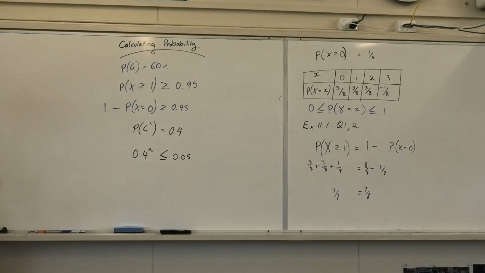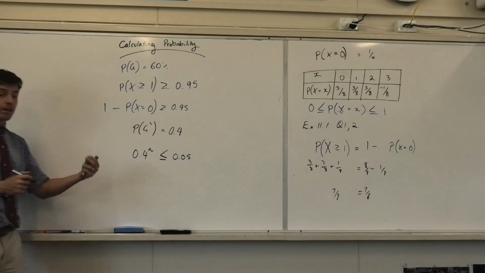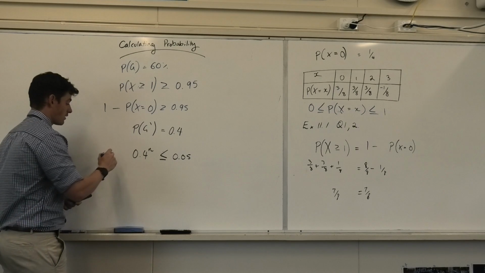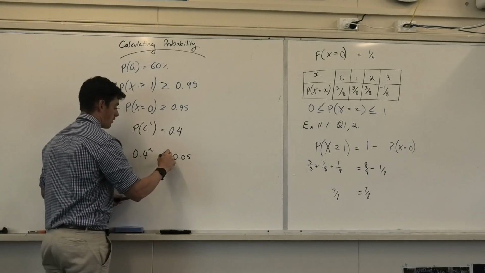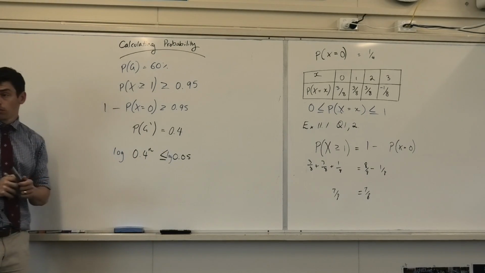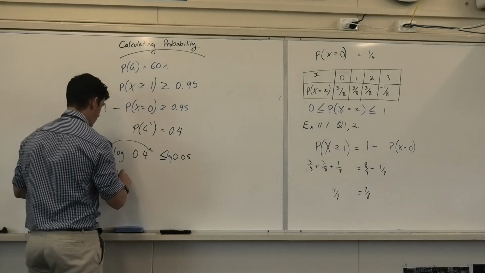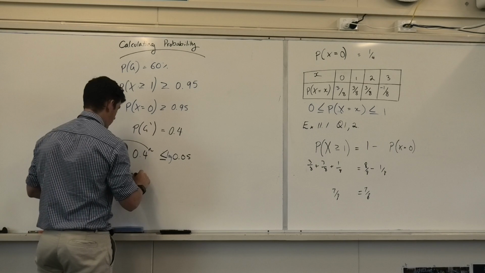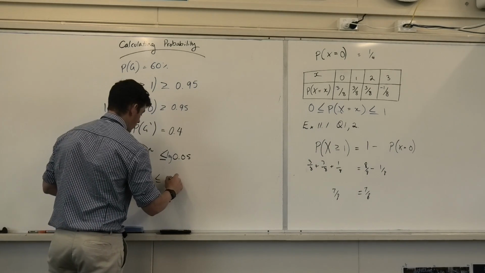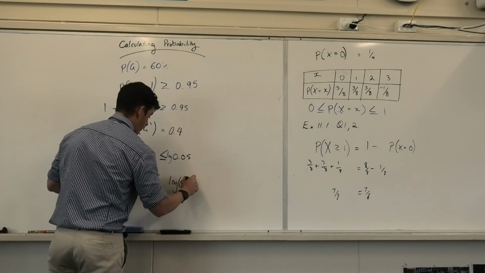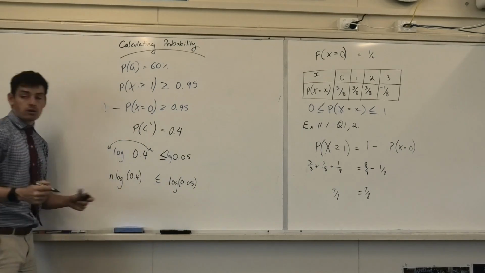Who could solve that equation? What have we got? We've got an unknown. Starts with E. We would use logs because we've got an unknown exponent. So we'd log both sides, correct? Can we do that? We're allowed to do that? What can we do with this n now? Yep, so we've got n log 0.4 is greater than or equal to log 0.05. What do we do with this log 0.4?